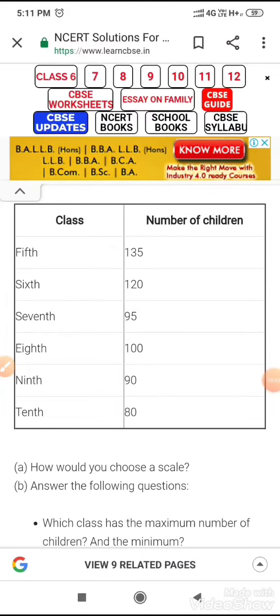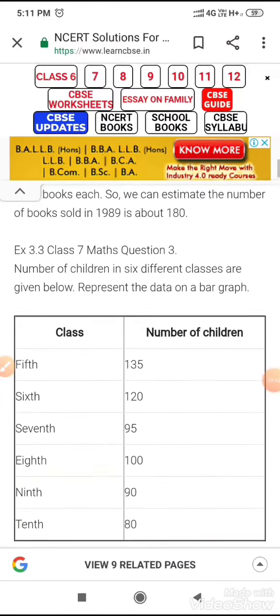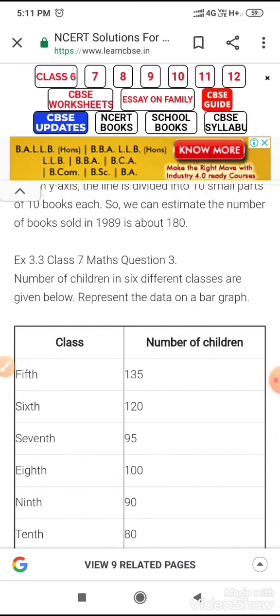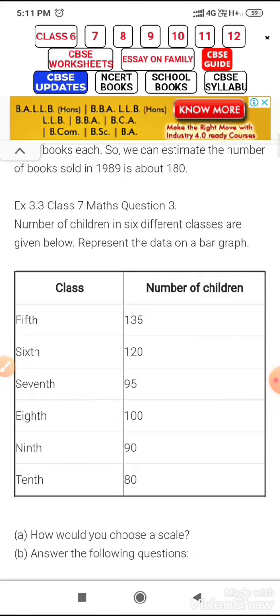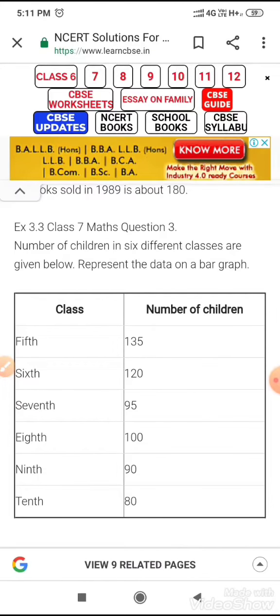Okay students, our next question is question number 3: the number of children in 6 different classes is given below. Represent the data on a bar graph. On the left side of this table you can see classes, and on the right side you can see the number of children. In 5th class there are 135 children. In 6th class there are 120 children. In 7th class there are 95 children. In 8th class, 100 children. In 9th class, 90 children, and in 10th class, 80 children.